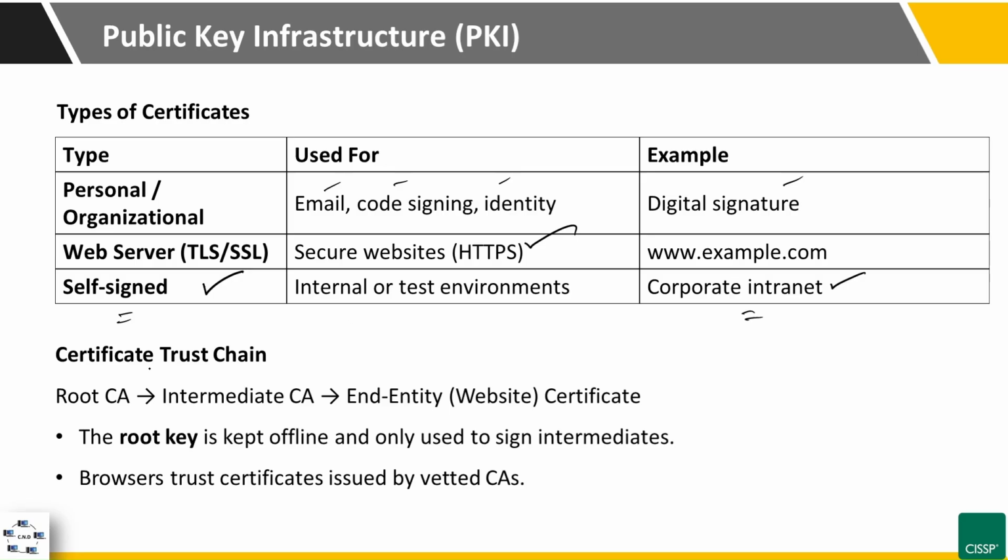So this is a certificate trust chain. Root CA to intermediate CA and to the end entity, such as a website or individual certificate. The root key is kept offline and only used to sign intermediate CAs. Browsers trust certificates issued by vetted CAs.